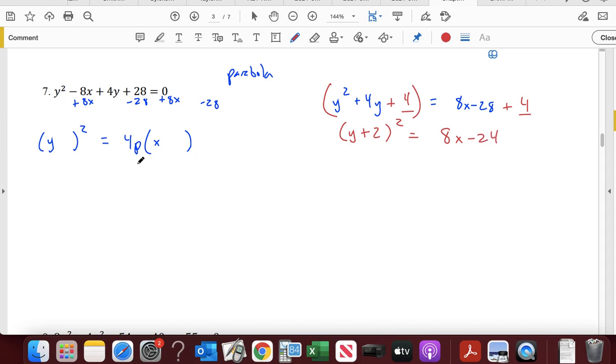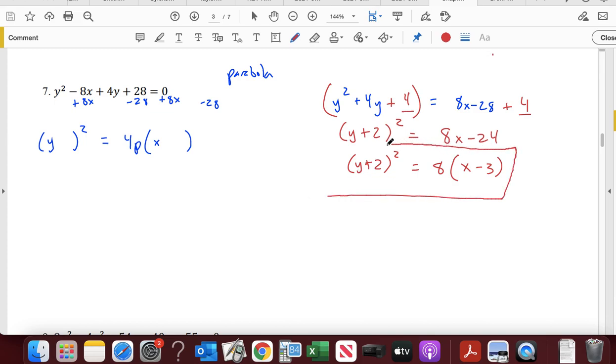So we're close to our final answer here. But the last thing we need to do is just factor out this term. Conveniently, we can factor out that 8. We've got x minus 3, and I've got y plus 2 squared. And there we go. So that is our standard equation of our parabola.